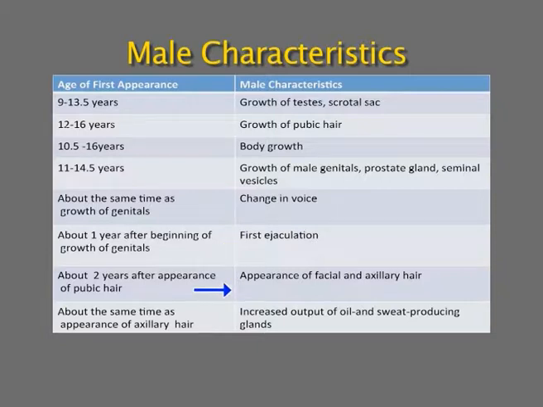About 2 years after appearance of pubic hair, appearance of facial and axillary hair takes place. And about the same time as appearance of axillary hair, increased output of oil and sweat producing glands takes place. So what are the primary and secondary sex characteristics? The primary sex characteristics are the organs necessary for reproduction, whereas the secondary sex characteristics are physiological signs of sexual maturity that do not directly involve the sex organs.